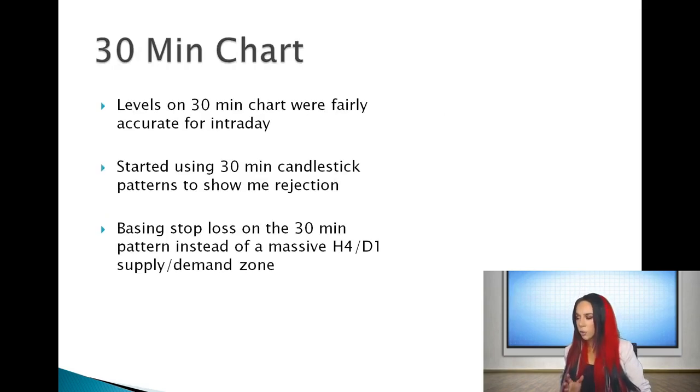At the time, I knew nothing about market profile, and it's going to be probably another 2 years before I learned how to use profile with supply and demand to serve my purpose. But I did notice instinctually that using a 30-minute candlestick pattern at a larger supply or demand area would actually show me the rejection quite accurately, particularly at the right time of day. And then I also noticed that I could base my stop loss on these 30-minute patterns rather than the entire enormous zone from like a 4-hour or a daily chart.